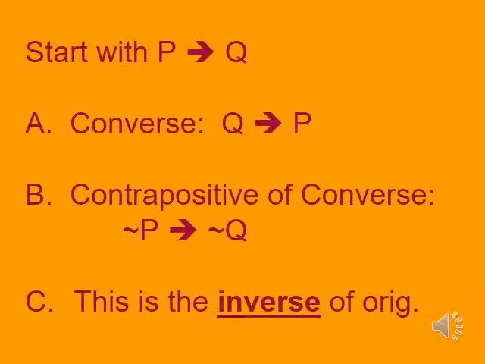Again, here we're starting with P implies Q. Converse means you go backwards. So the converse of that is going to be Q implies P. Then we're supposed to do the contrapositive of the converse, which means I take my answer to part A, I turn it around, and I make it negative. That's why it's going to be not P implies not Q. And this time, if I compare that to the original, what's up is it's negative, so that's why it ended up being the inverse. So it turns out that the converse and the inverse are contrapositives of each other.